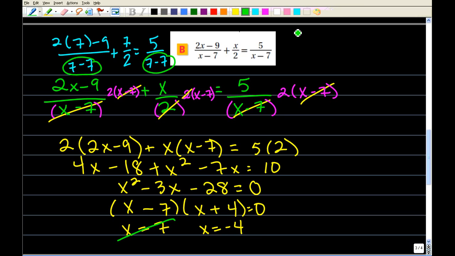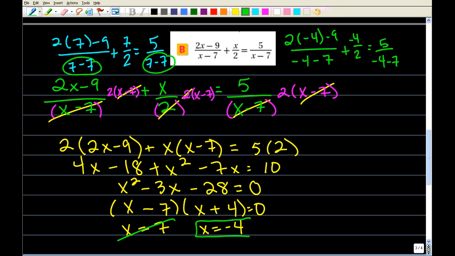So let's check out the negative 4. So we'd have 2 times negative 4 minus 9 over negative 4 minus 7 plus negative 4 over 2 equals 5 over negative 4 minus 7. So you could go through and simplify all of this if you'd like, but I can see that nothing will be undefined, so it should all work out, and then that would be my answer right there. x equals negative 4.